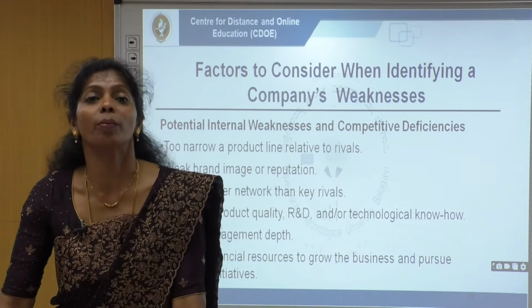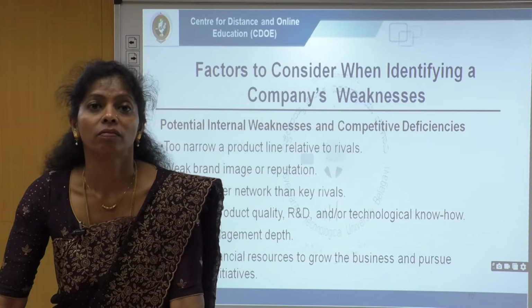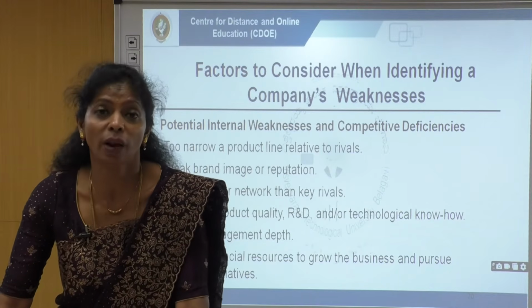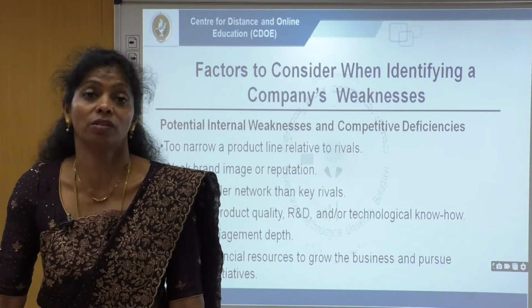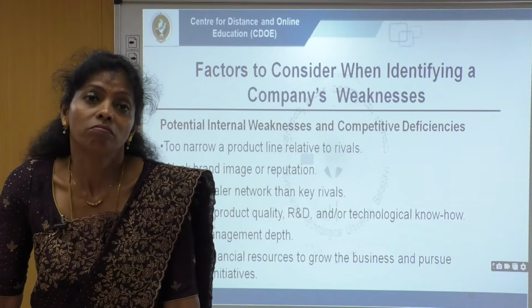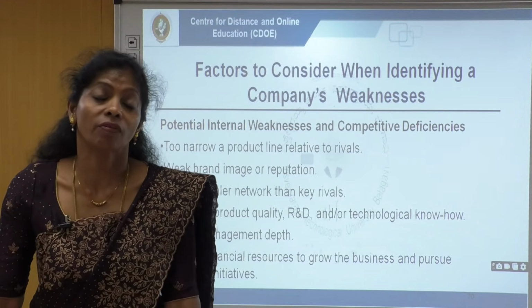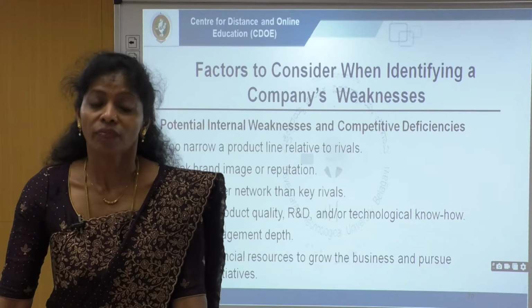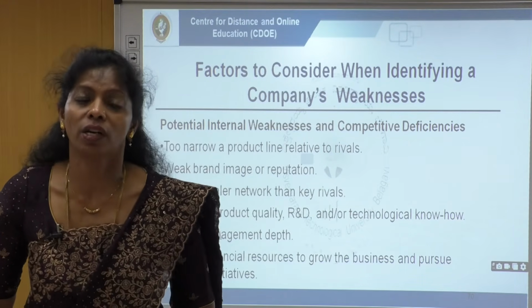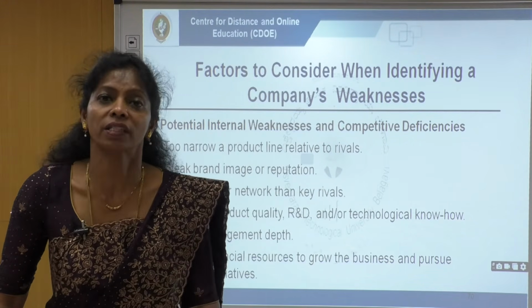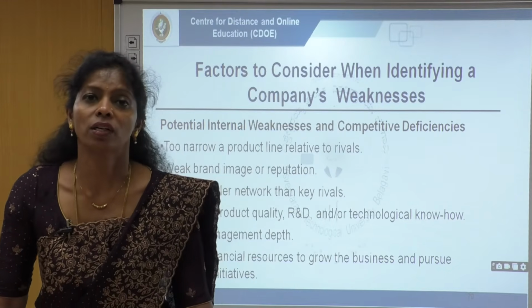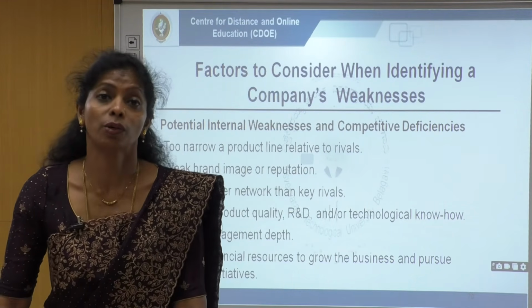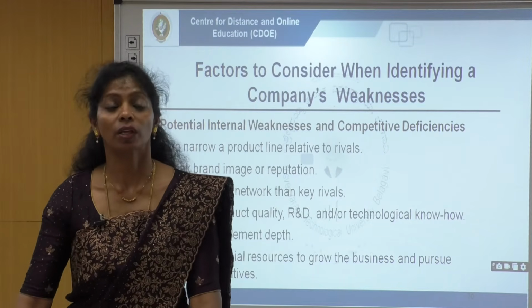Weak brand image or reputation. It matters a lot. Once a product loses its brand reputation, nobody will buy the product again. That's why you have to give customer service. When you find the product has had a negative impact on a customer, try to find out and rectify it. As a company you have to rectify it. If not, it will give a negative impression. They say negative messages spread faster compared to positive messages. So the company has to think over it.